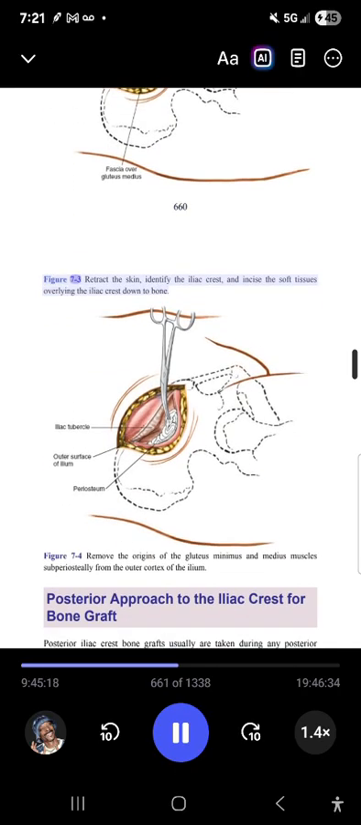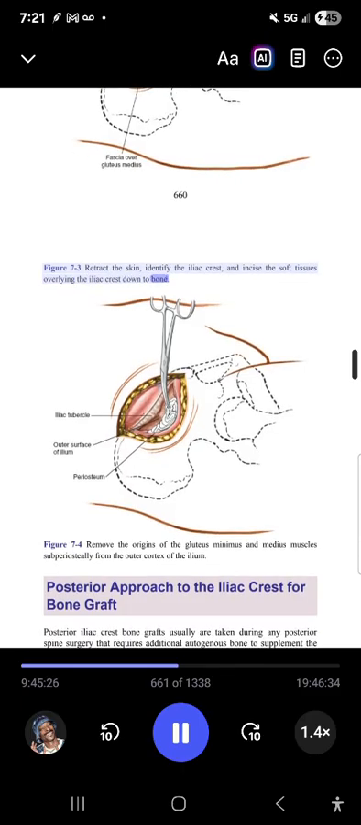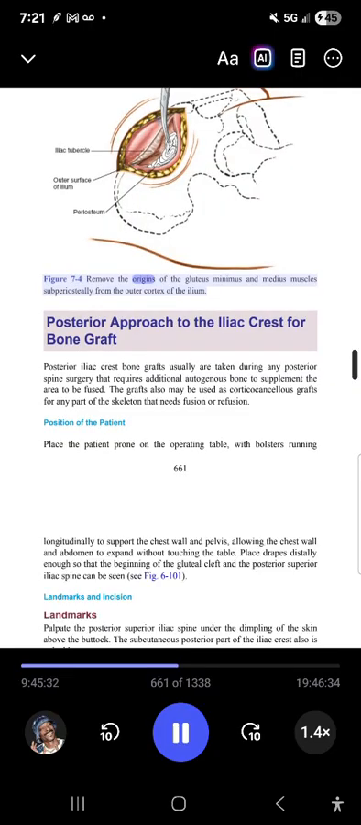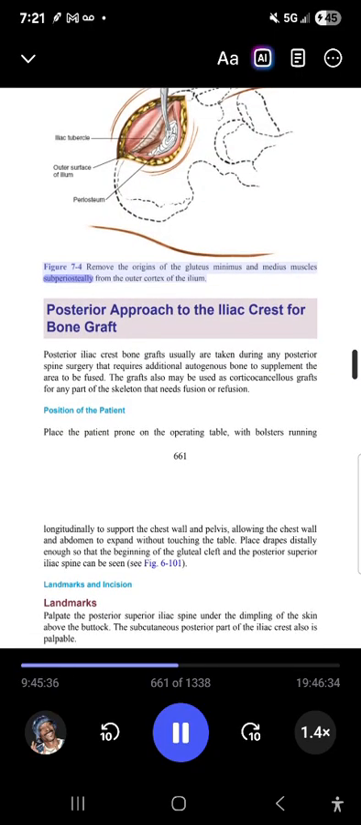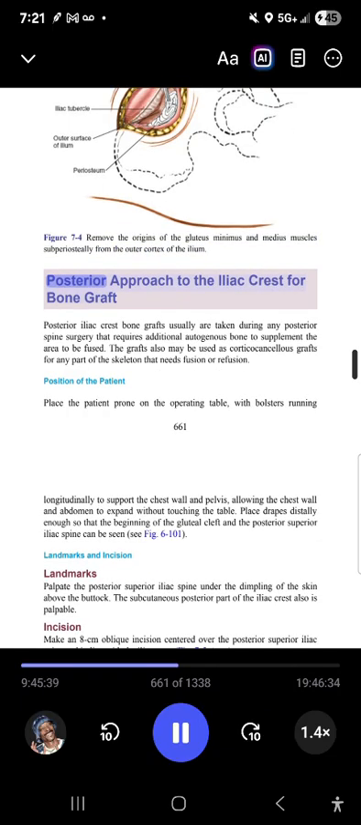Figure 7-3. Retract the skin. Identify the iliac crest, and incise the soft tissues overlying the iliac crest down to bone. Figure 7-4. Remove the origins of the gluteus minimus and medius muscles superiorly from the outer cortex of the ilium.